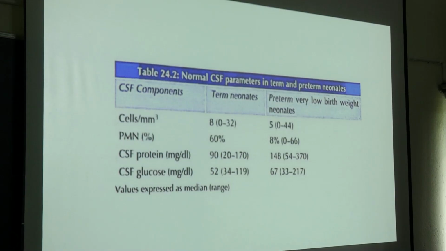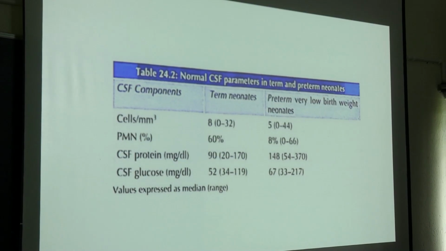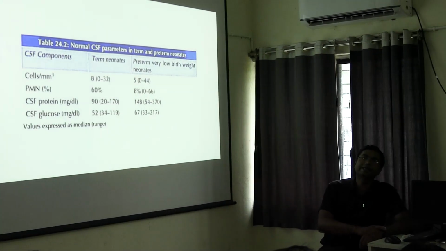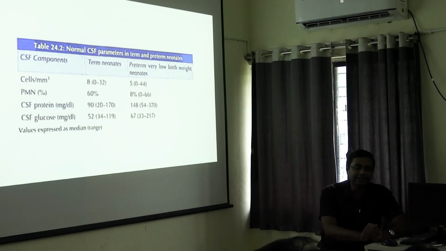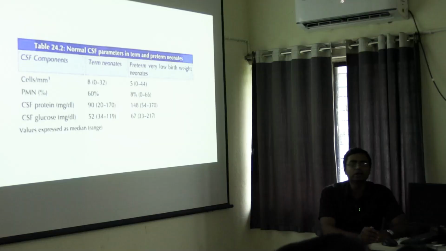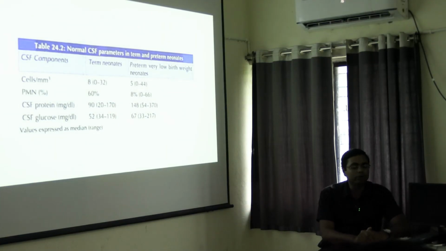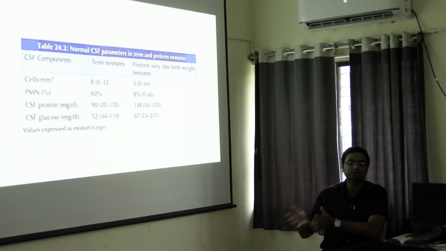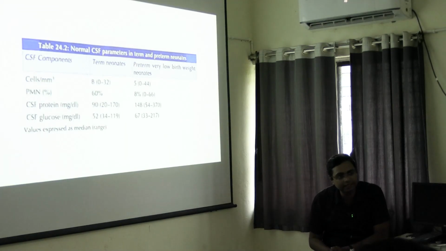The charts we have shown so far are more for adult or pediatric patients of a later age, meaning 8, 9, 10, 12 years. But in newborns, the normal CSF values are quite different from what you get in adults or older children.